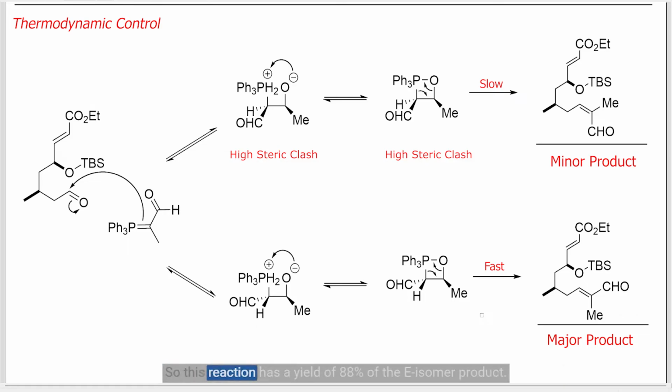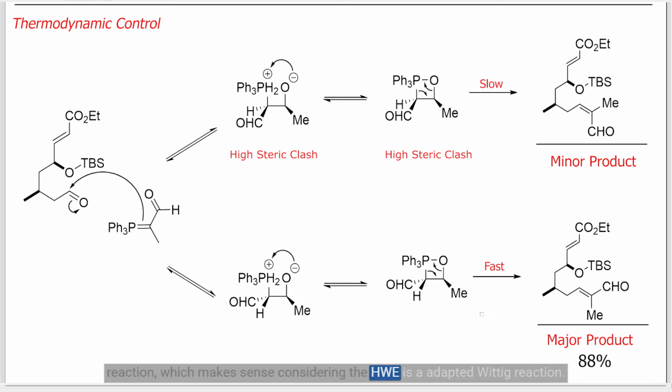So this reaction has a yield of 88% of the E isomer product, and while typically this reaction would work at lower temperatures, despite having a lower yield, using a higher temperature will optimize the yield as this reaction is thermodynamically controlled.